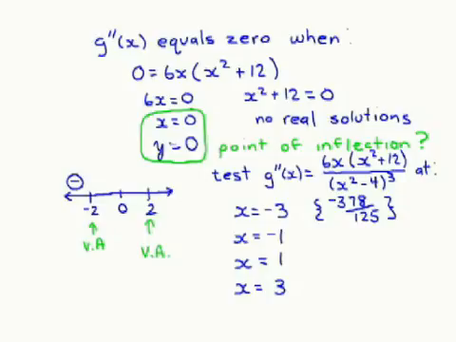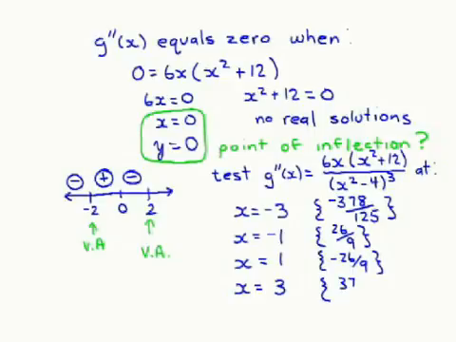When x is equal to negative 1, my corresponding value for g double prime of x is 26 divided by 9. So I place a positive in that interval. When x is equal to 1, my corresponding value for g double prime x is negative 26 divided by 9. I place a negative on that region of the number line. And when x is equal to 3, my corresponding value of g double prime x is 378 divided by 125, so I place a positive on that portion of the number line.